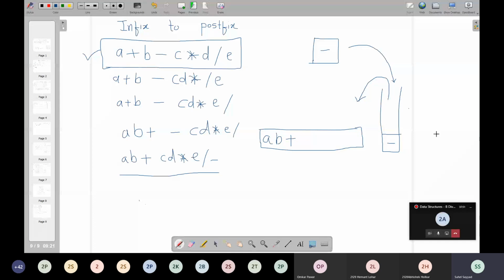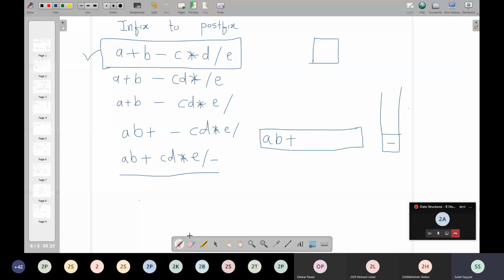So let us proceed now. What are we doing next? We are scanning C. What is C? C is an operand or operator? It is an operand. If it is an operand, directly we'll put this in our output string.